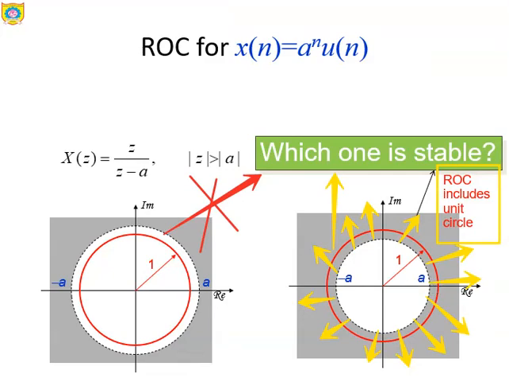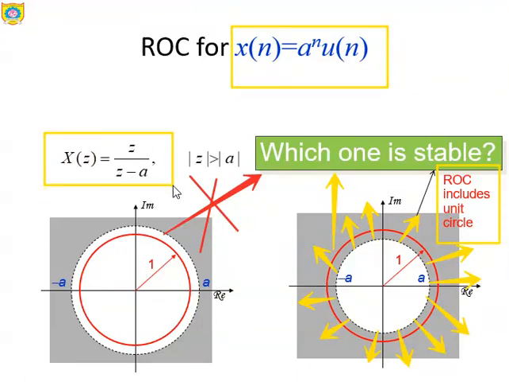So for this expression, when we want to find out the ROC, we can easily justify it. So x of n is equal to a raised to n u of n. For this, X of z will be this one, and obviously the condition that should be satisfied for the ROC is mod z greater than mod a. So in short, this is nothing but the ROC for the given sequence, that is mod z greater than mod a.